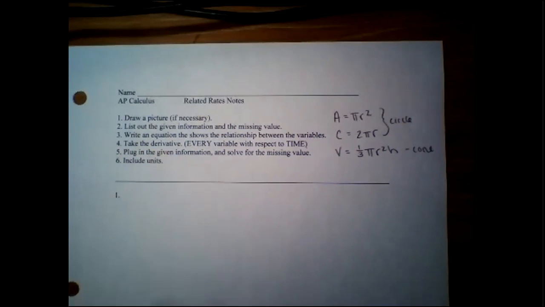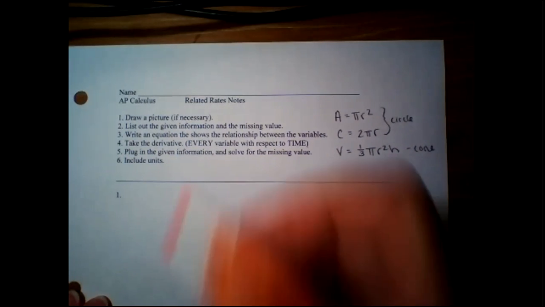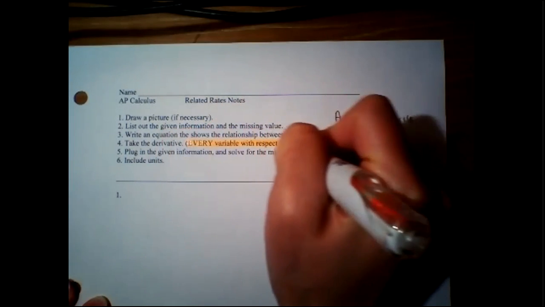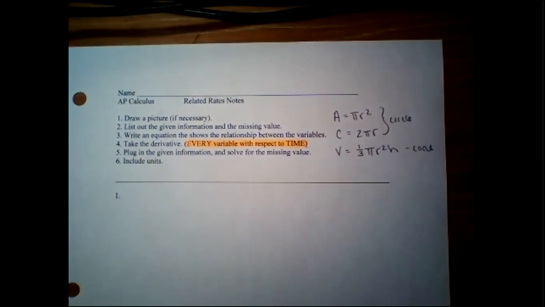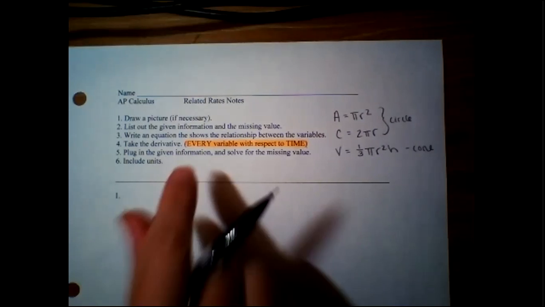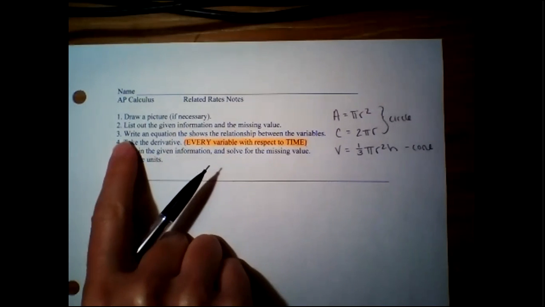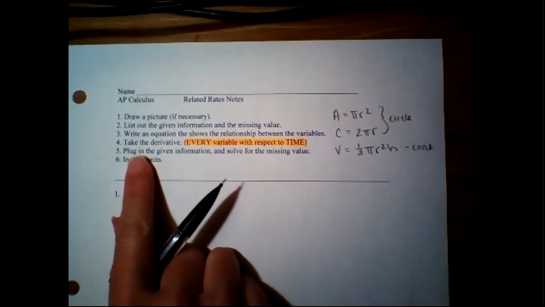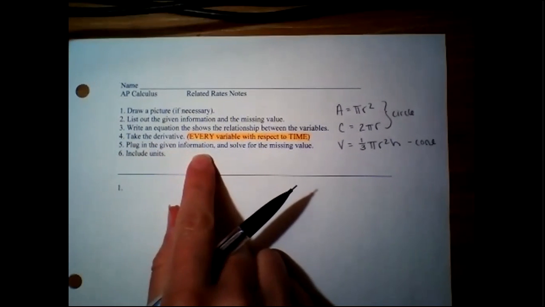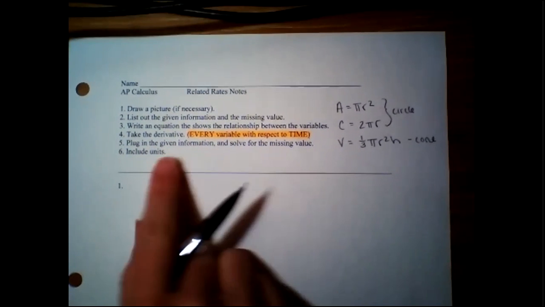Then you're going to take the derivative. And this is the most important thing on here, so I'm going to highlight this. Every single variable is with respect to time. The dy dx stuff we were just doing is like that, except x and y and z, all the variables are going to be something dt. Every single variable is with respect to time. So that's the major new thing. And then you plug and chug. You plug in what you're given, solve for what you don't have, and make sure you put units in.